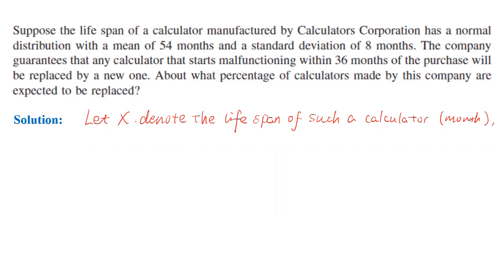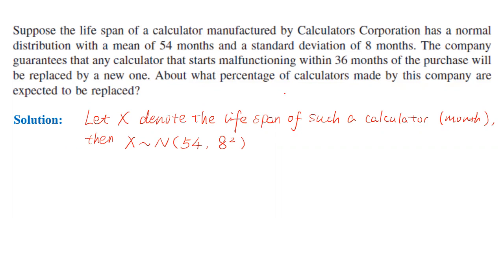Then the question tells us that X yields to a normal distribution with a mean of 54 months, standard deviation of 8 months, right? Then it asks you to find a percentage of calculators made by this company are expected to be replaced.